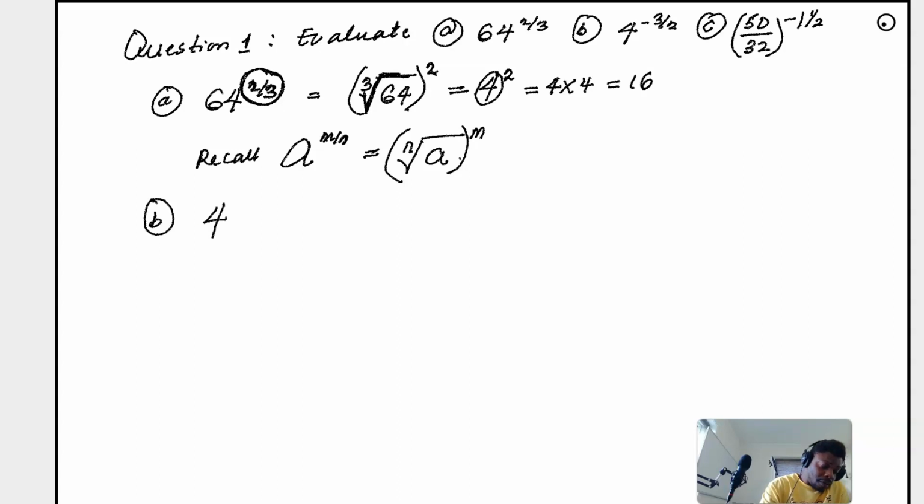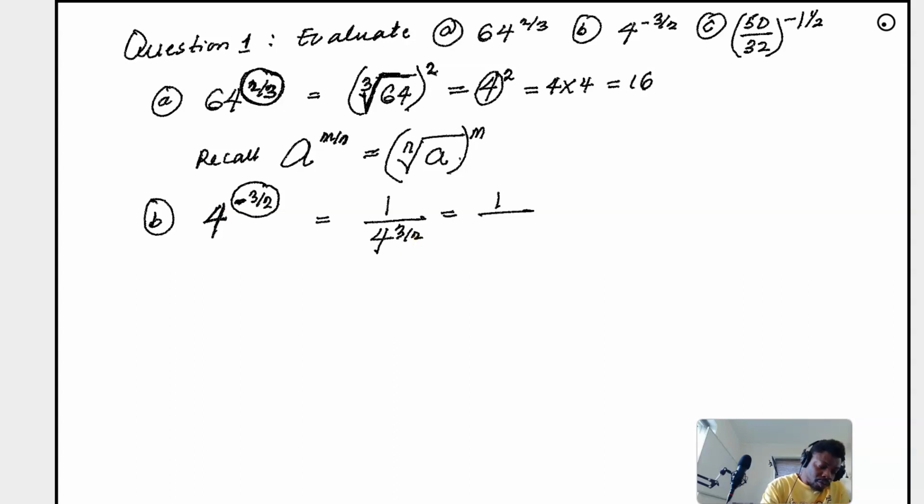Now, let's go to B. I have 4 raised to power minus 3/2. This is a negative fractional power. I've explained that also in my previous video. So here, remember that minus means 1 over. So if minus means 1 over, what is left is 4^(3/2). So this is 1 over 4^(3/2).